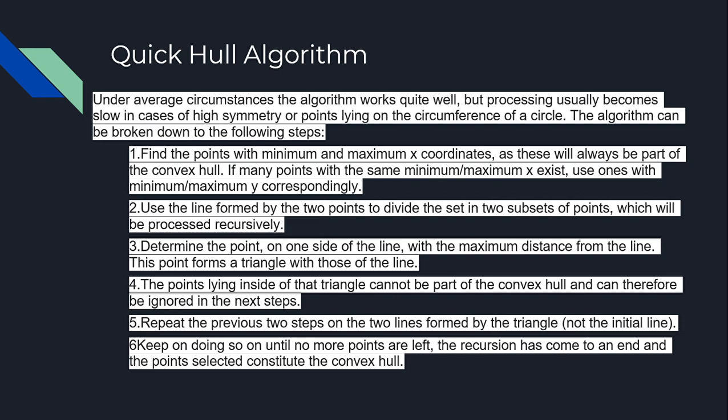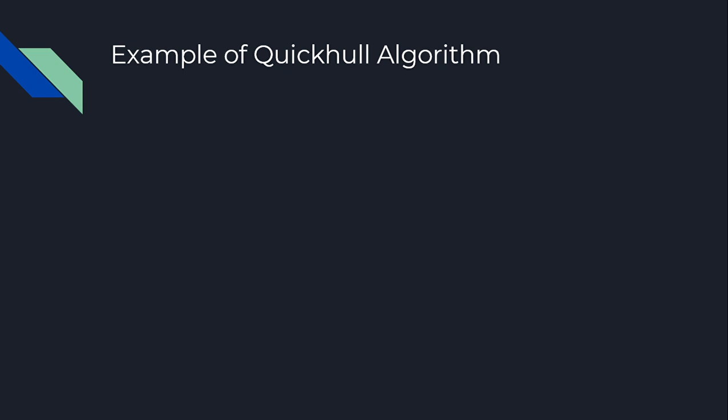Fifth, repeat the previous two steps on the two lines formed by the triangle, not the initial line. And sixth, keep on doing so until no more points are left. The recursion has to come to an end and the points selected constitute the convex hull. Now let's see an example of a convex hull algorithm.